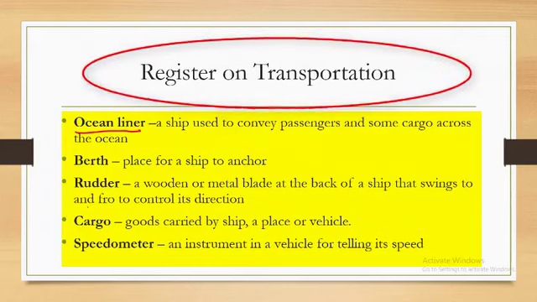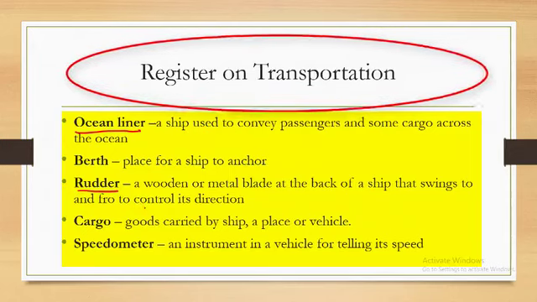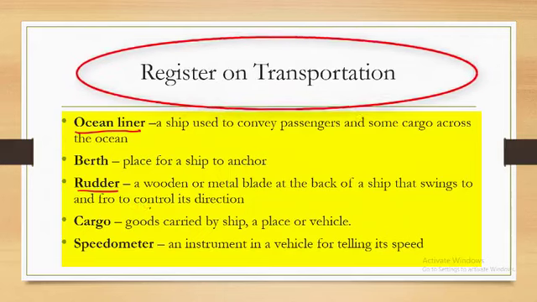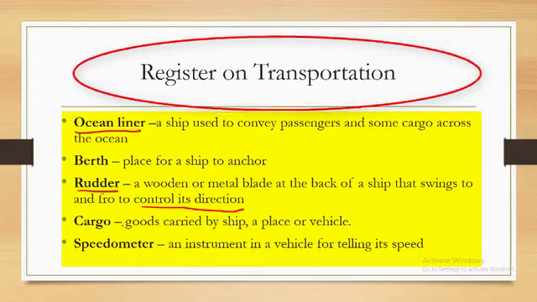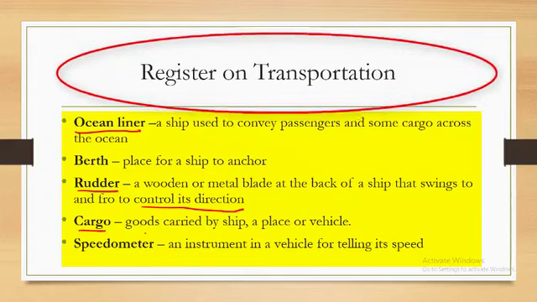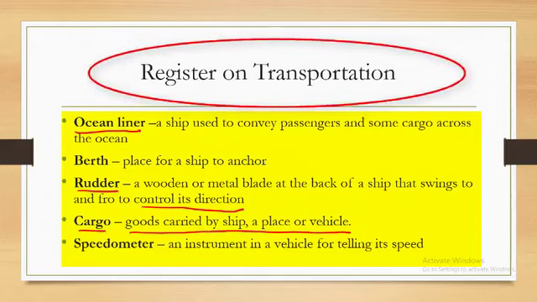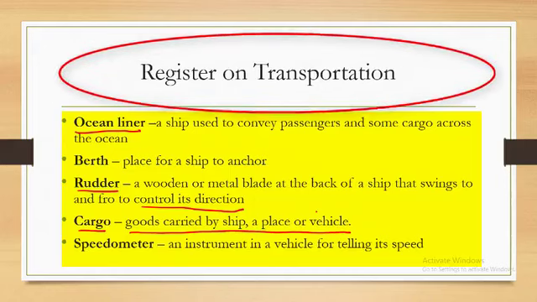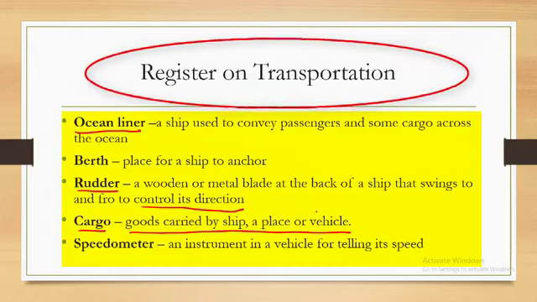Then we have what we call the rudder in a ship, which is a small object that controls the direction of the ship. Then when we say cargo, in transportation, we refer to what? Goods carried by a ship or a transportation media, which could be a vehicle or any other means of transportation.